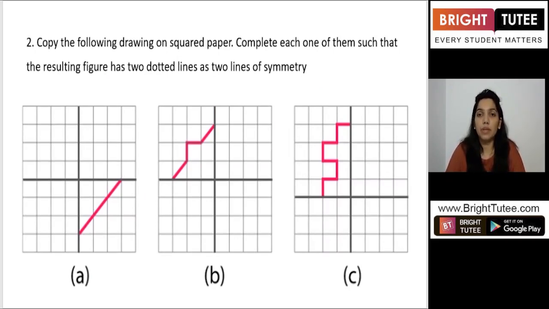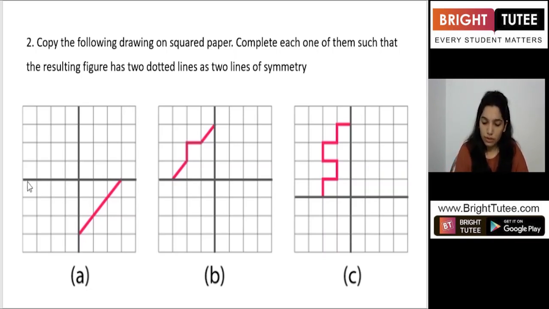Moving ahead. Now it says copy the following drawing on a square paper. Complete each one of them such that the resulting figure has 2 dotted lines as the lines of symmetry. So we are going to draw this particular figure having 2 lines of symmetry. I hope you do remember how we learned. Let us first take one line as the line of symmetry.